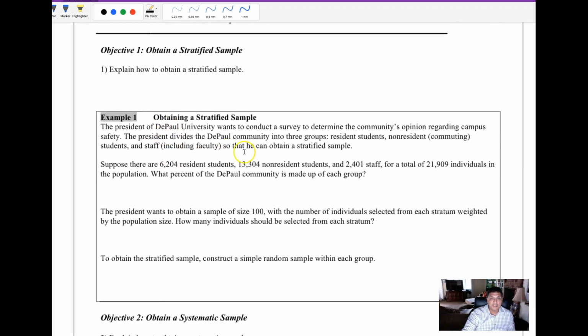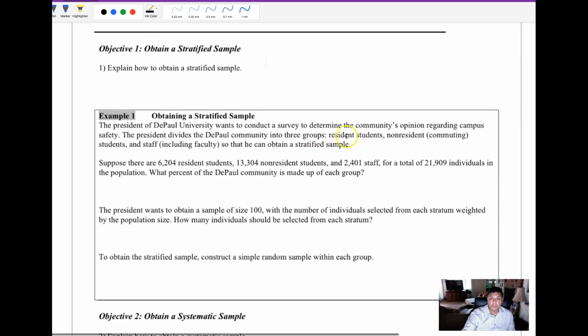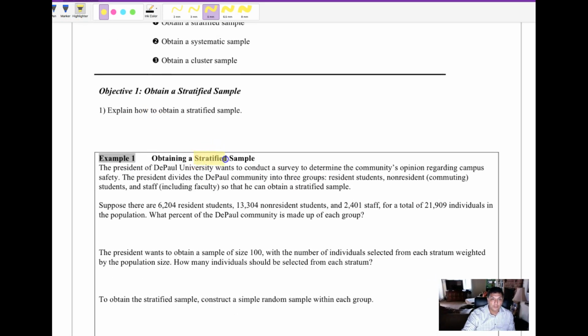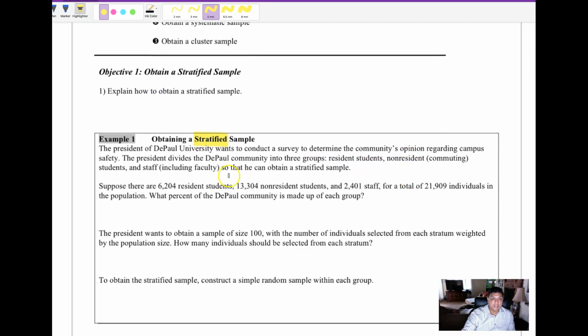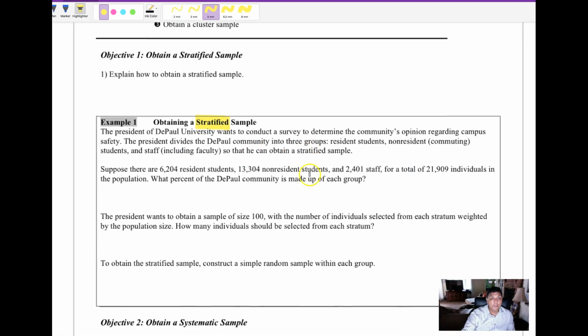So here's an example. The president of the university wants to conduct a survey to determine the community's opinion regarding campus safety. The president divides the community into three groups. Residents, so think of this keyword stratified. You want to break it into three groups, into kind of three categories. Residents, non-residents, students, and staff, including faculty. So he can obtain a stratified sample.